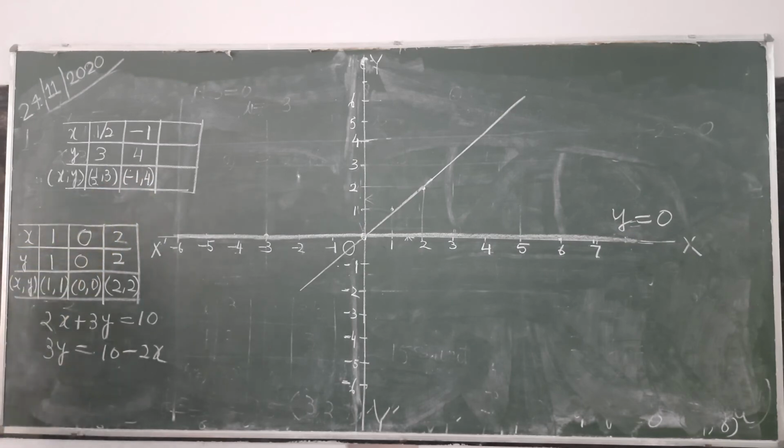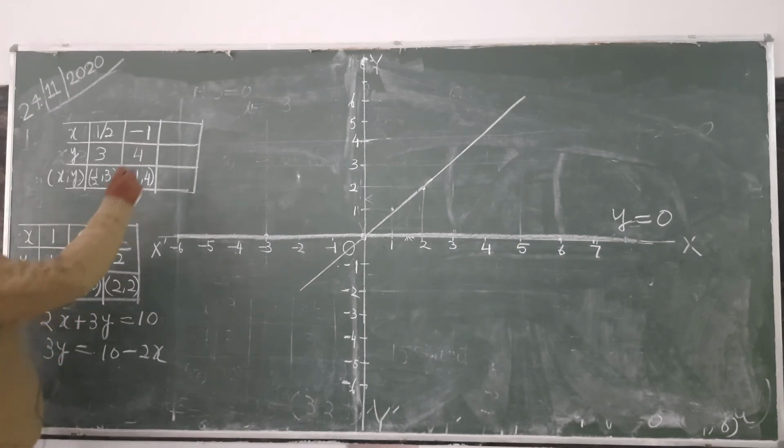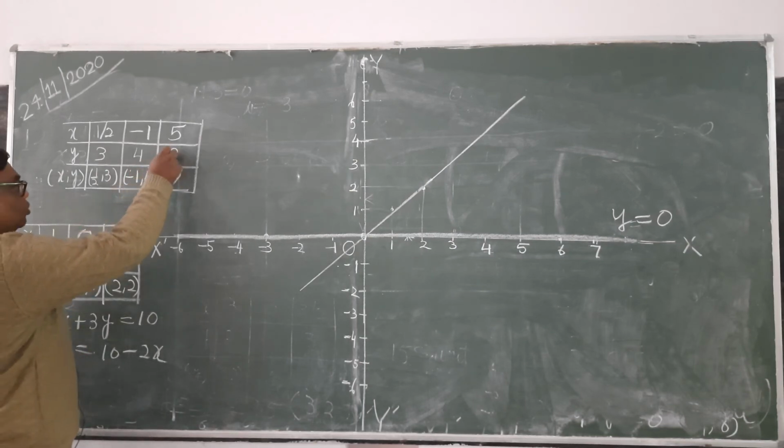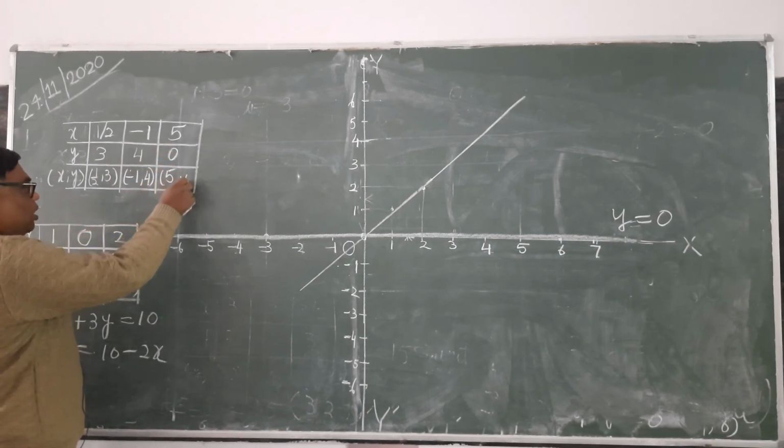Then here what will you take? 0, but it will be 10 upon 3, so don't take it. It's clear, 10 upon 3 is non-terminating. No, take 5. If you take x equals to 5, so 2 into 5 is 10. 10 minus 10 equals to 0. 3y equals to 0, so y equals to 0. It is 5 comma 0.